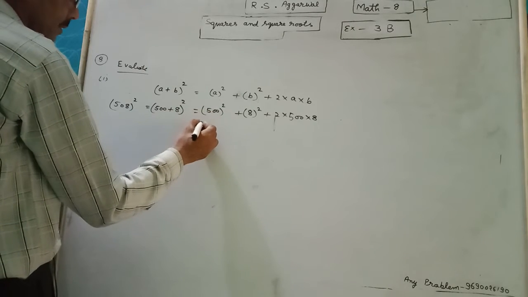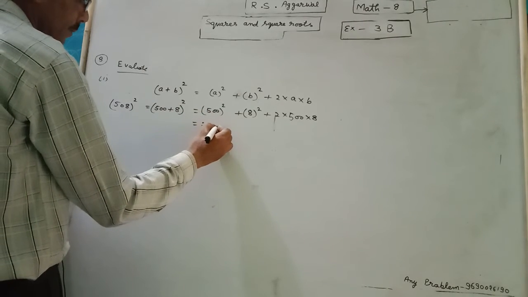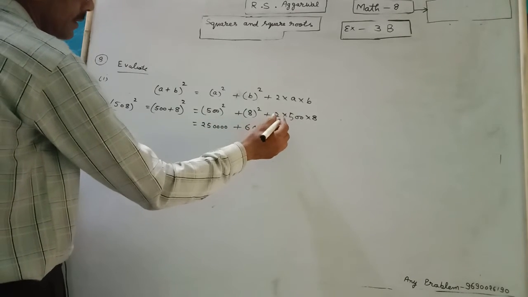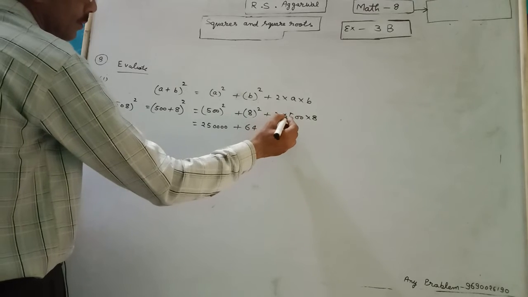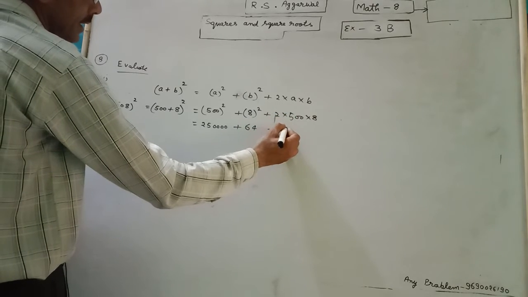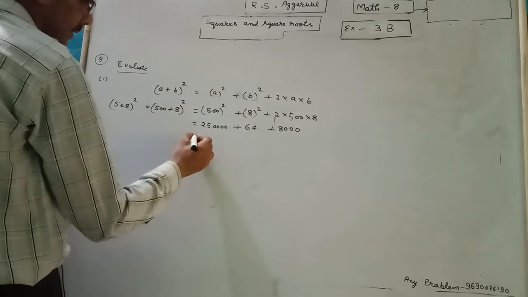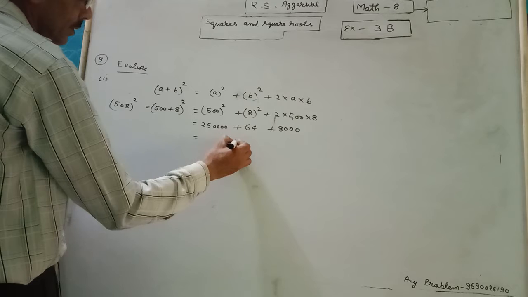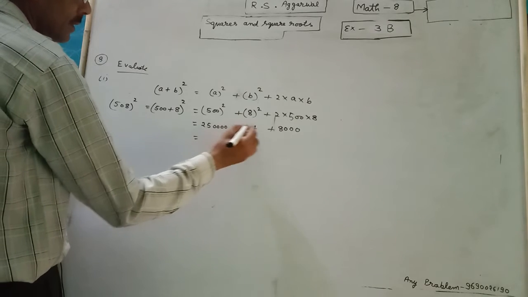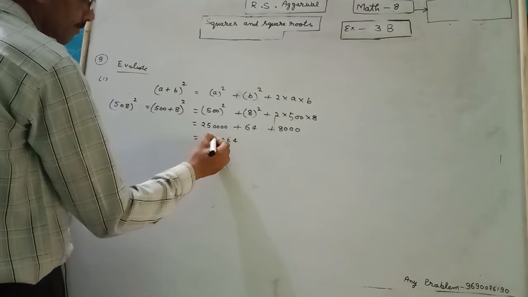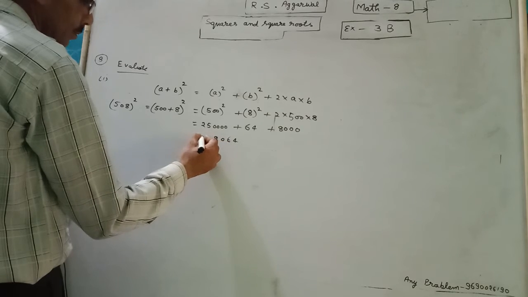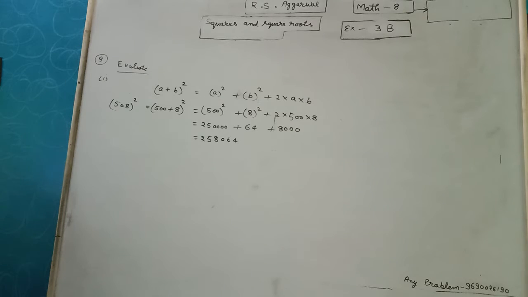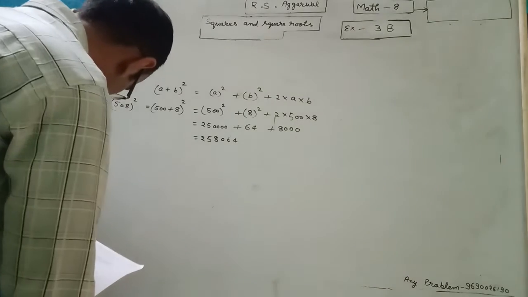Remove the square. 5 square is 25, with zeros. 8 square is 64. Plus 2 into 500 into 8 is 8000. Write the 64 after plus. Question number 8 is complete.